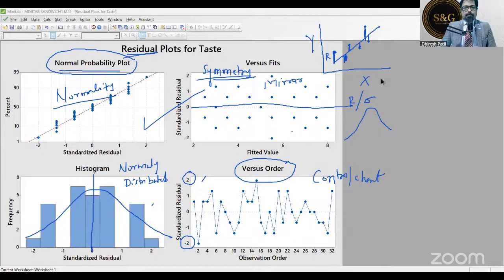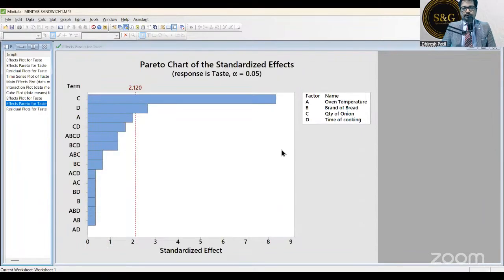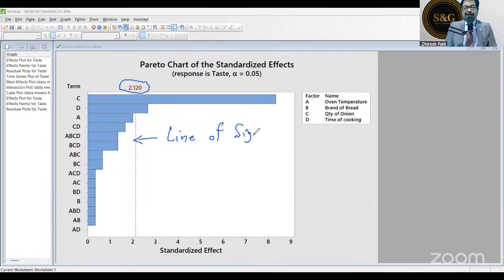Very good. Let's go to the second graph, which is nothing but the effect plot. This is a Pareto chart of standardized effects. Let's not get into the calculation of it. I can share with you how it is calculated, but it will take a lot of time. What is important is this is called the line of significance.